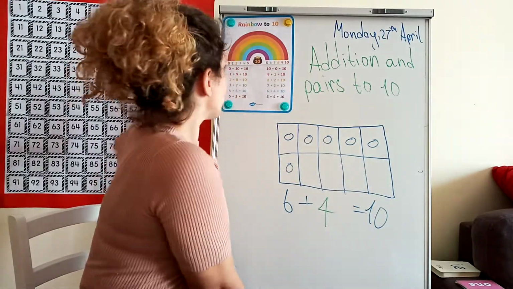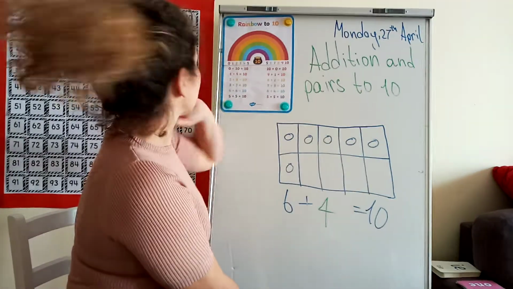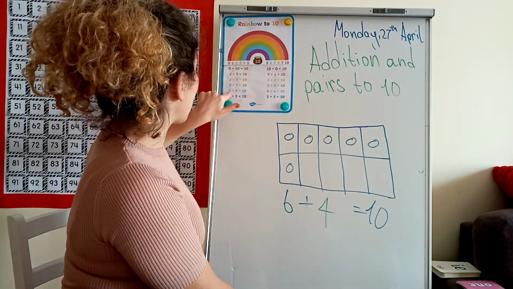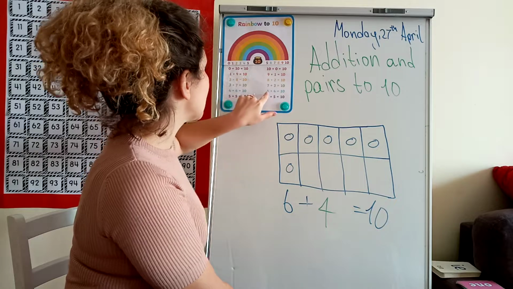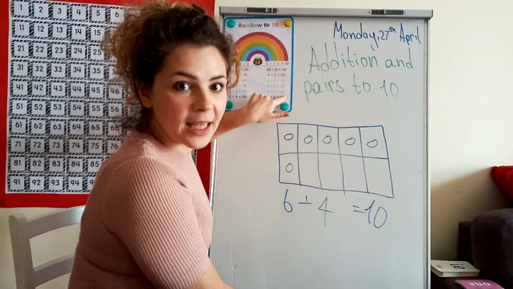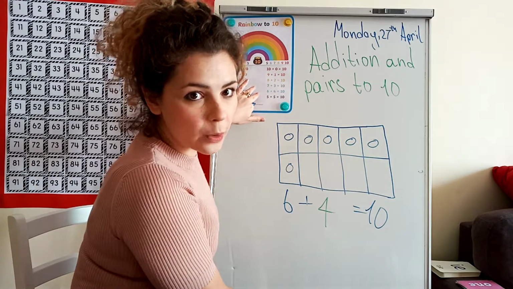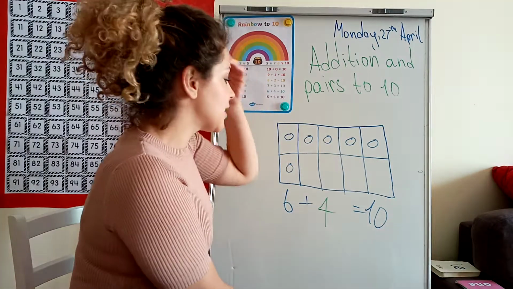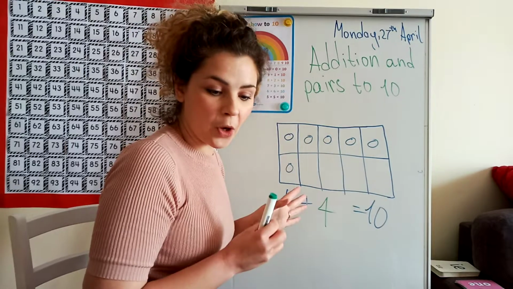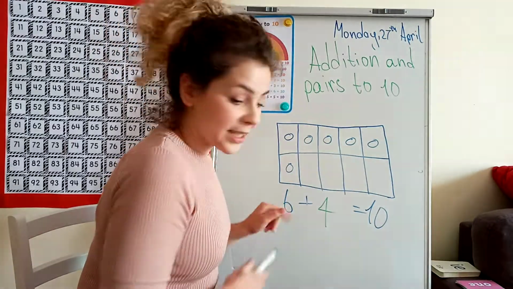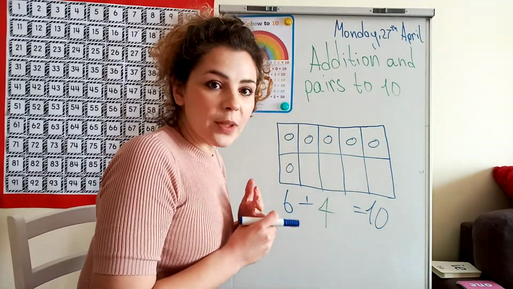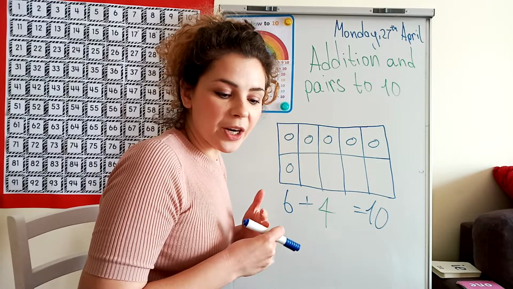And if you remember this rainbow that we made, if we take a look here, we have 4 plus 6 equals 10, 6 plus 4 equals 10. We said in addition, it doesn't matter which number we put first, which number we put second, because in the end, the result is going to be the same.